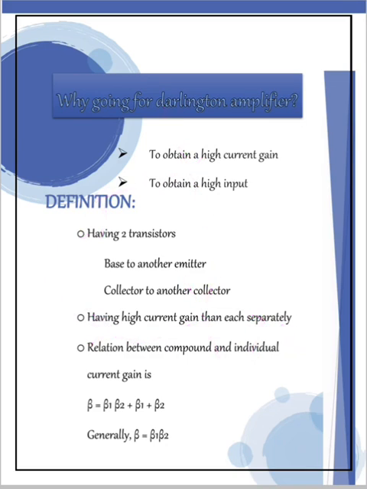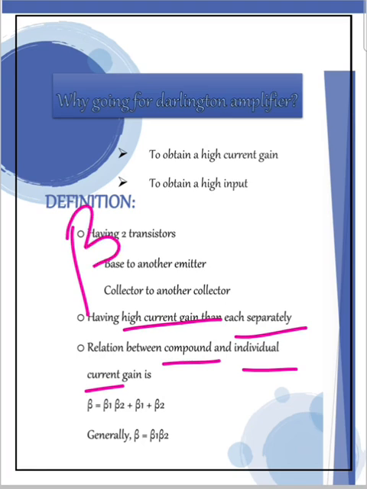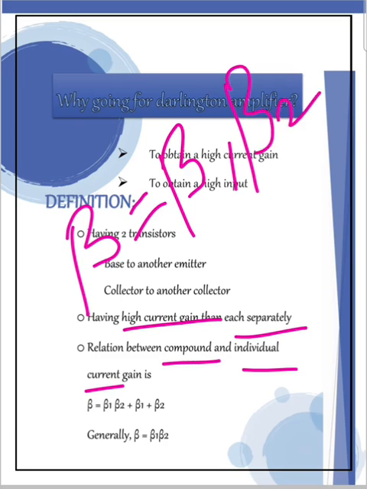The transistor pair has higher current gain than each separately. The relation between compound and individual current gain is beta. Generally current gain is beta. In Darlington pair, two transistors are used, so beta 1 and beta 2 are multiplied and we get a total beta value which has high current gain.